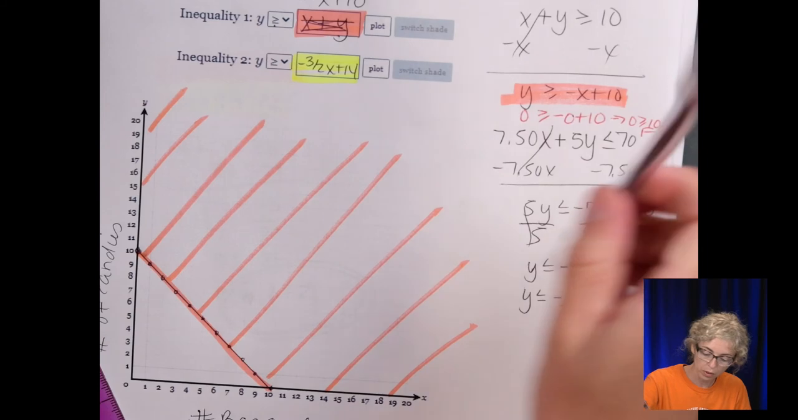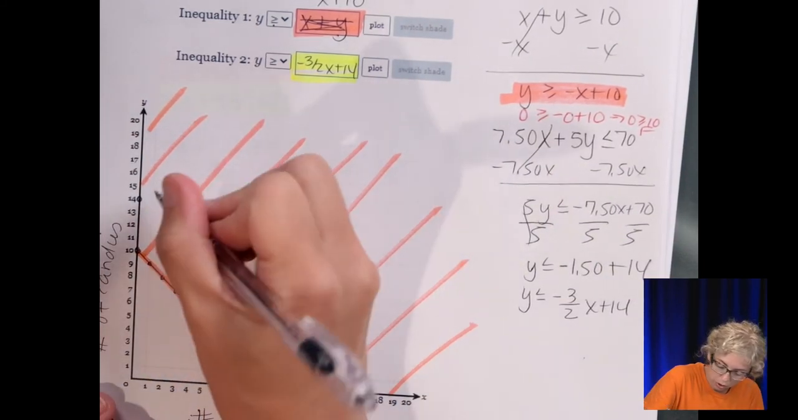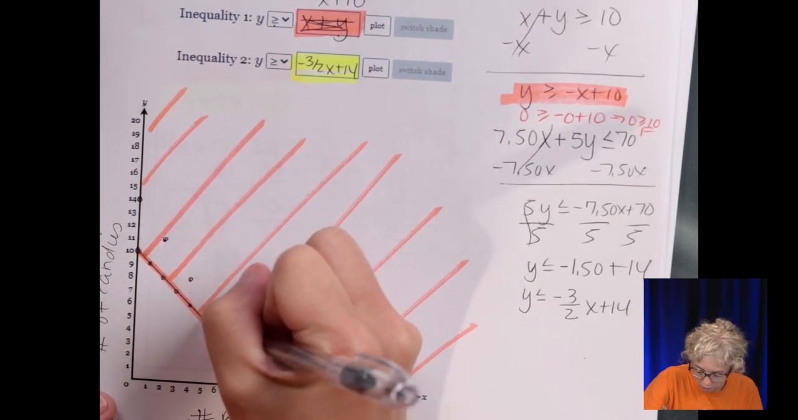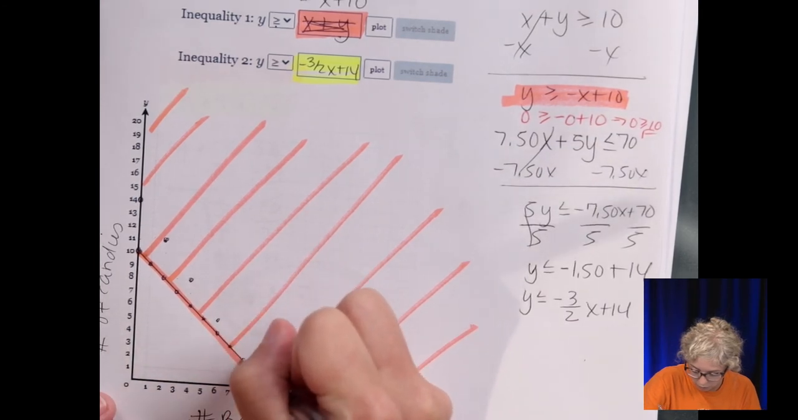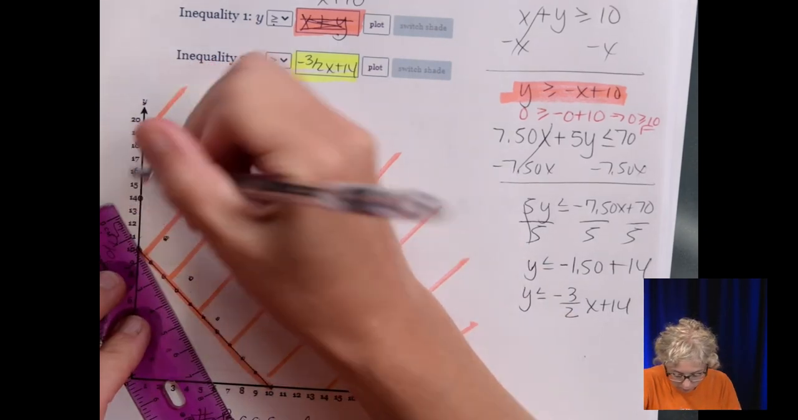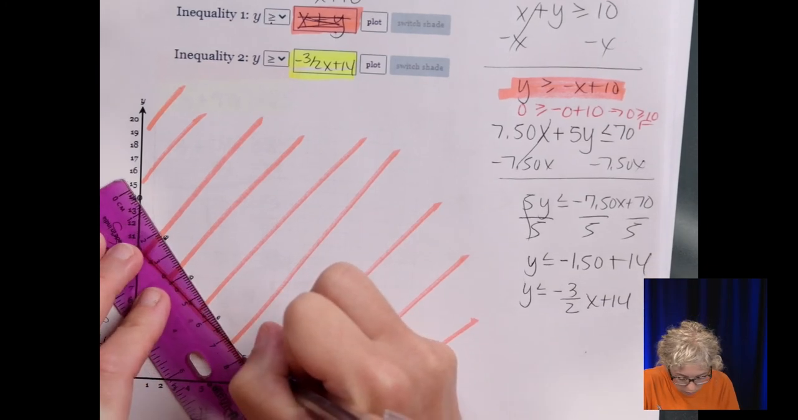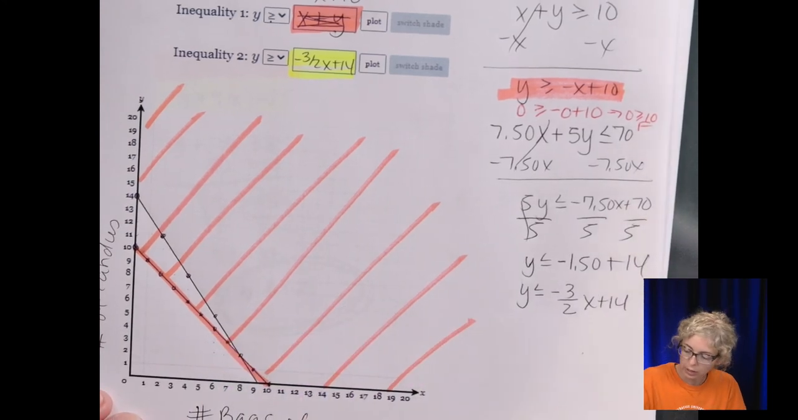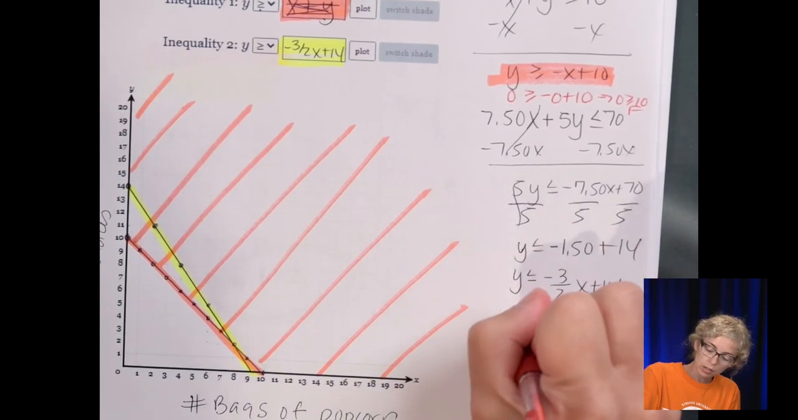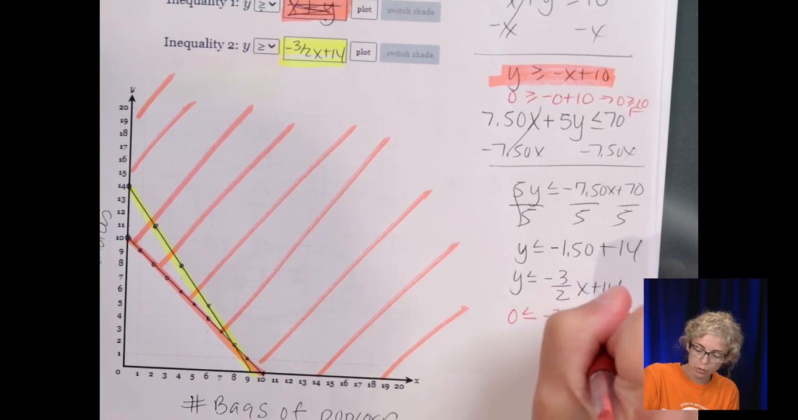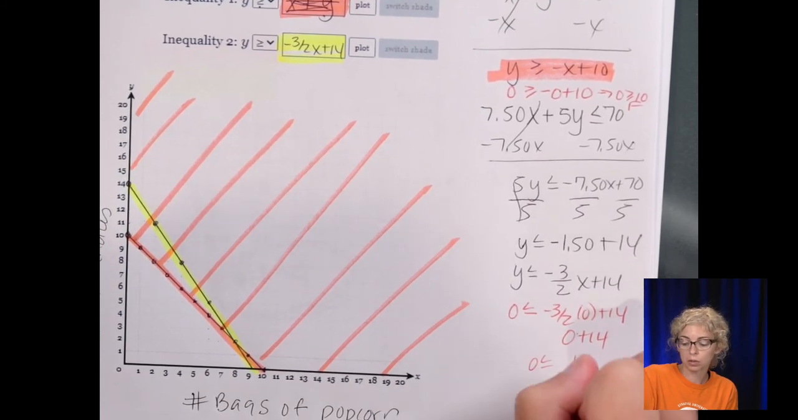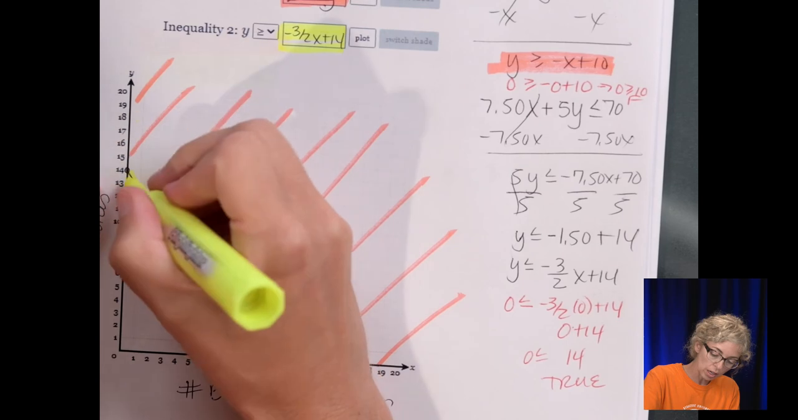Then the next line starts at 14, and we go down 3 over 2. 1, 2, 3, 1, 2. And it goes too far. Again, solid line. Okay. And where do we shade? Here. So if I'm plugging in 0, 0, is 0 less than or equal to negative 3/2 times 0 plus 14? Well, this becomes 0 plus 14, which is 14, and 0 is less than or equal to 14, so this is true. So I'm going to shade straight down.